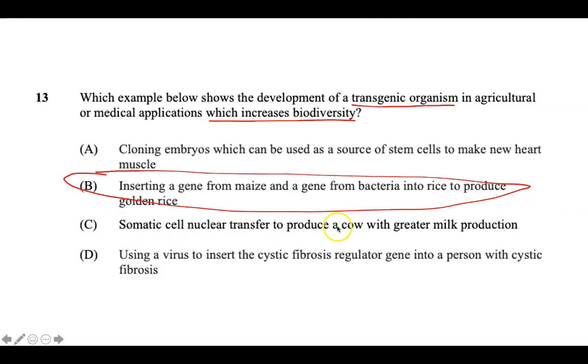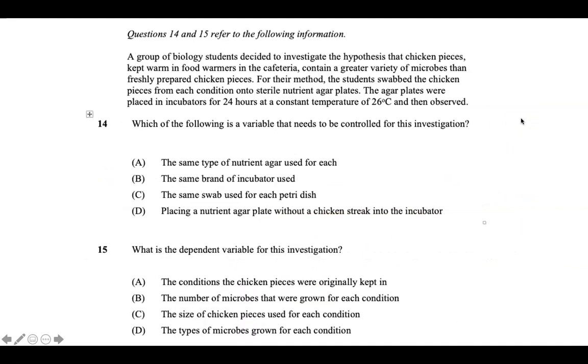Somatic cell nuclear transfer to produce a cow with greater milk production. Somatic cell nuclear transfer is just cloning, like with Dolly the sheep. So that, again, complete copy of the cow, it's not increasing biodiversity at all. And using a virus to insert cystic fibrosis regulator gene into a person with cystic fibrosis. So this is a treatment for cystic fibrosis, but it's not going to be anything to do with increasing the biodiversity of cystic fibrosis. In fact, it's probably aimed at reducing the biodiversity by reducing the number of people that have cystic fibrosis.